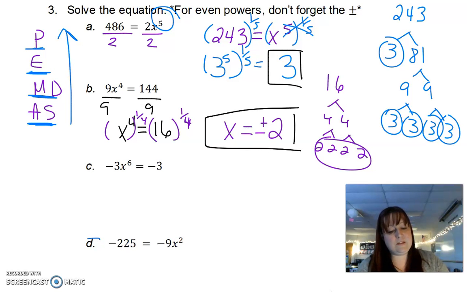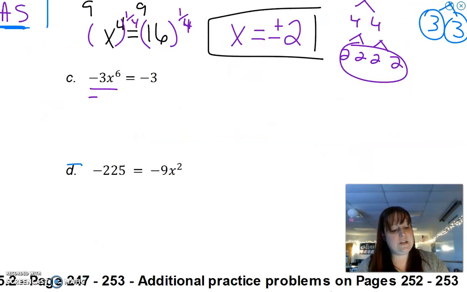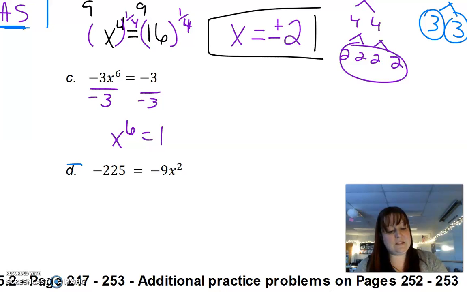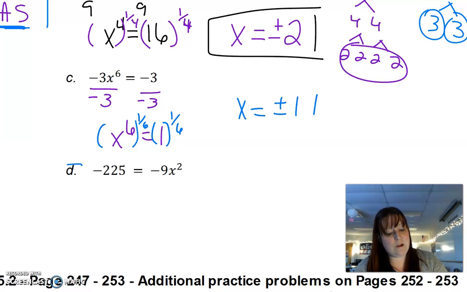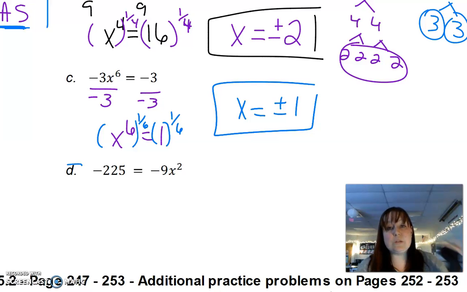Okay, the next one, we're going to divide both sides by negative 3. And we get x to the 6th equals 1. Now we take the 6th root of both sides. So we raise both sides to the 1/6. And we get x equals plus or minus 1. Again, because this was an even root, I could put positive 1 in there, and it would be true, or I could put negative 1 in there, and it would also be true.